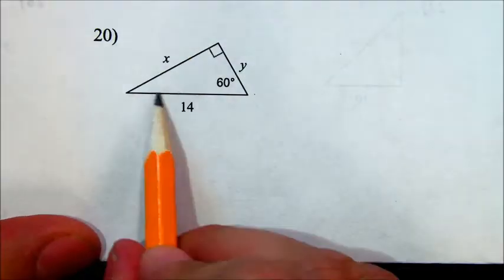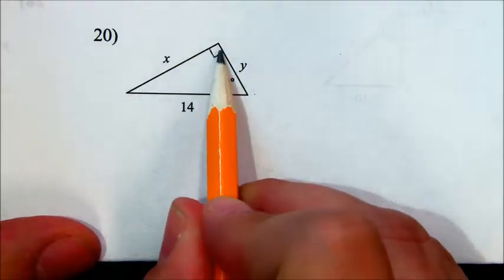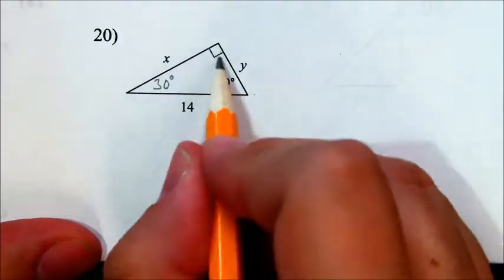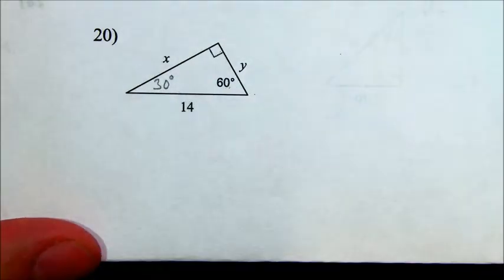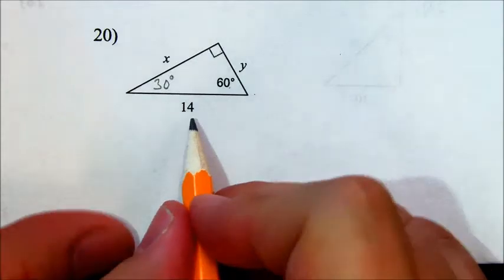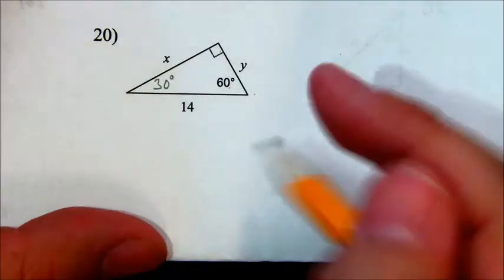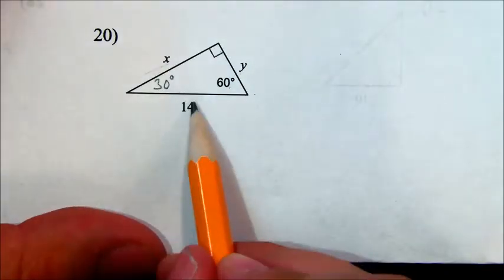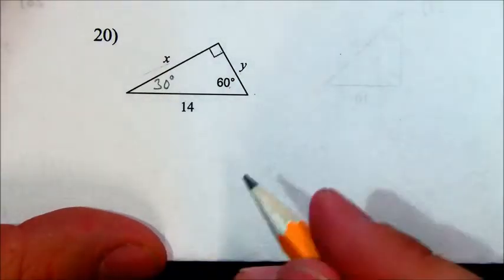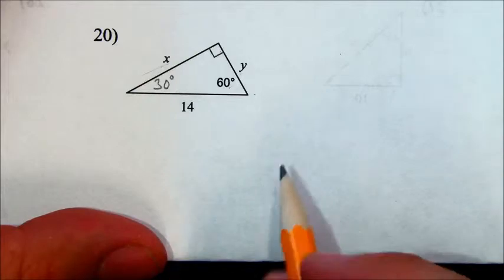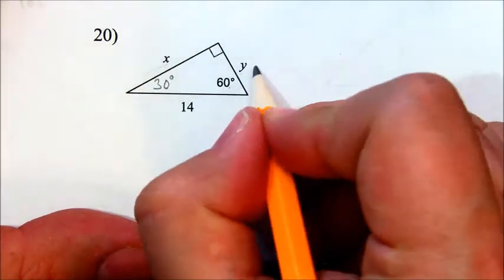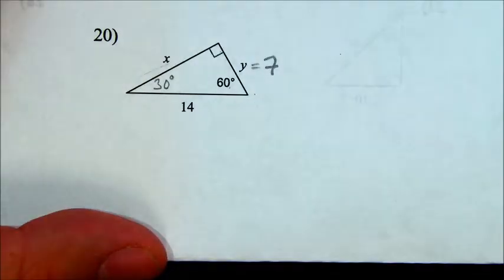Okay. So what kind of triangle do I have? Again, I've got a 60-degree angle and a 90-degree angle, so this one must be 30. So 30, 60, 90. This time I'm given the hypotenuse, 14. Well, I've got to find the long leg, x, and the short leg, y. I know that the hypotenuse is always twice as long as the short leg in a 30, 60, 90 triangle. So if the hypotenuse is 14, y, the short leg, must be 7.